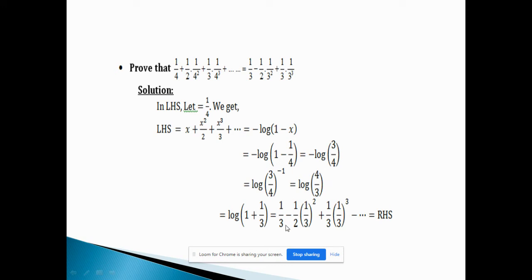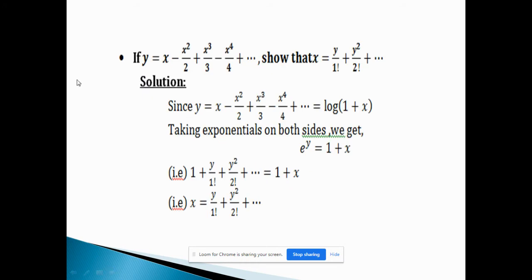Now we can expand using the log of 1 plus x expansion. So we get 1 by 3 minus 1 by 2, 1 by 3 whole square, etc. So this is our RHS. Hence LHS is equal to RHS. Hence proved. And next one. So same thing. So if y equal to this, we have to show that x.